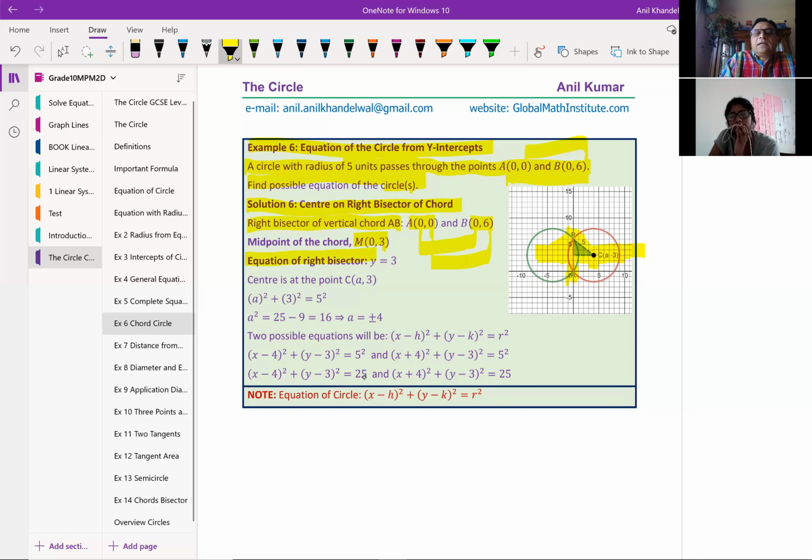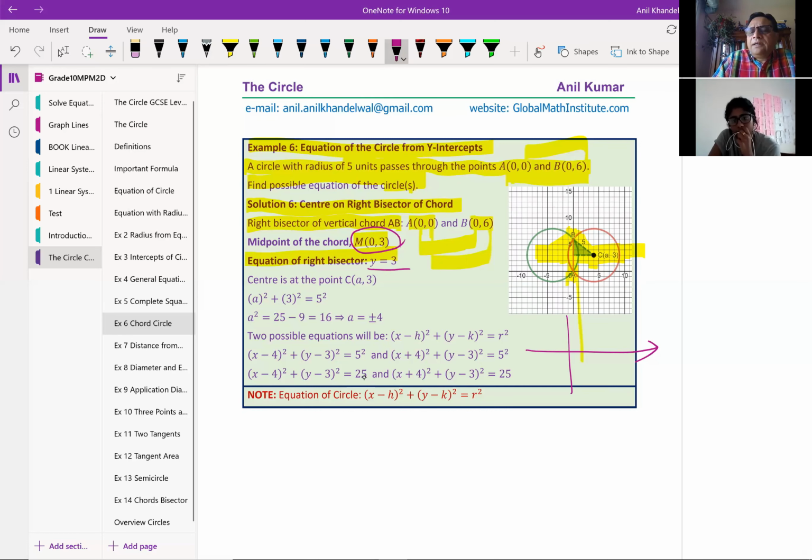Now, the equation of the right bisector. Well, AB is a vertical line, correct? So the right bisector is a horizontal line. The horizontal line equation should be y = 3, since it goes through the midpoint M = (0, 3). Does it make sense to you? Yeah. Perfect. So we have that.